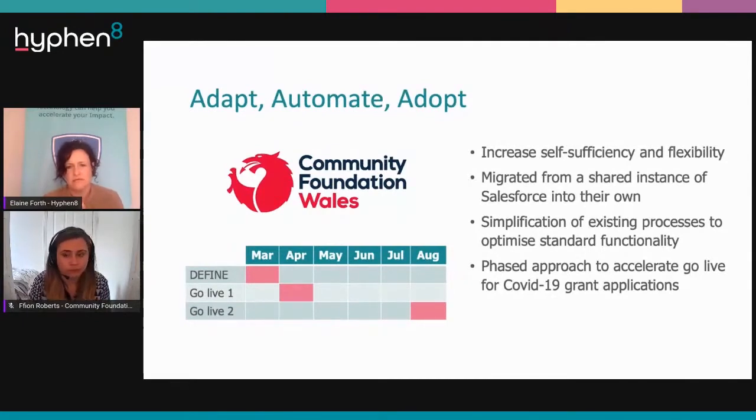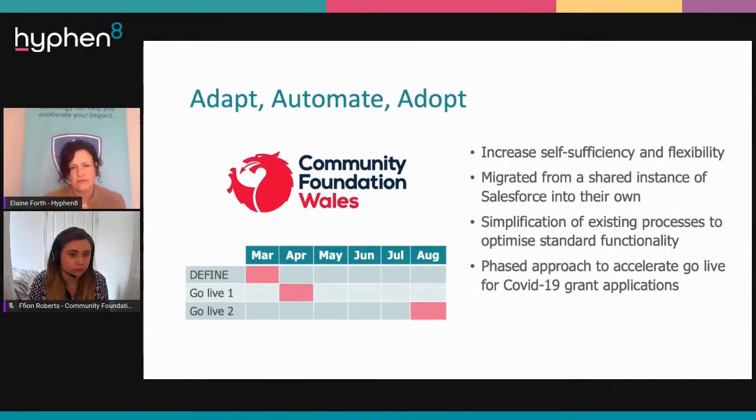So getting out of any complexities that were in the previous solution and really drilling down to benefiting from standard functionality. So that meant using Nonprofit Success Pack features for their donation and development perspective. They were able to use Form Assembly now for online forms of all different kinds, which gives them that flexibility to quickly launch a COVID-19 grant application ahead of the main go-live. And so that was, again, a phased approach.